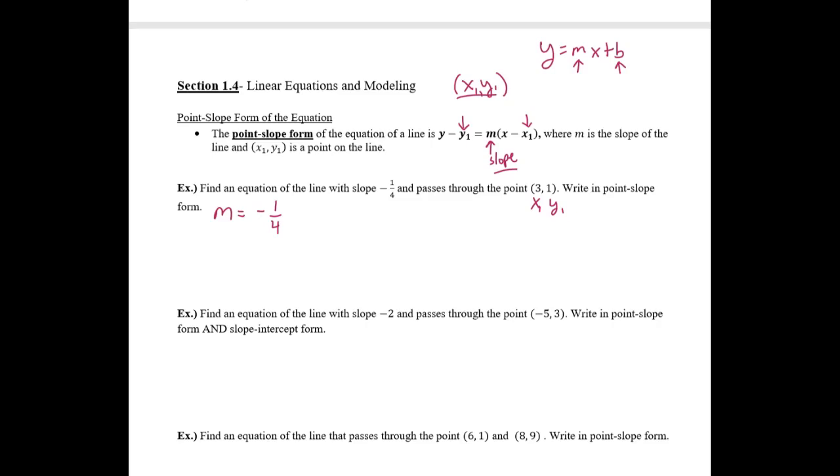X and y without the subscript here. So the y1 and the x1 are from the point. The y without the subscript and the x without the subscript, those are still just variables. We leave them as y and x. So filling it in, I have y minus, my y1 is 1, equals m was negative 1/4, times the quantity, x stays a variable, minus x1, which was 3. And since it said to leave it in point-slope form, that's all I need to do.